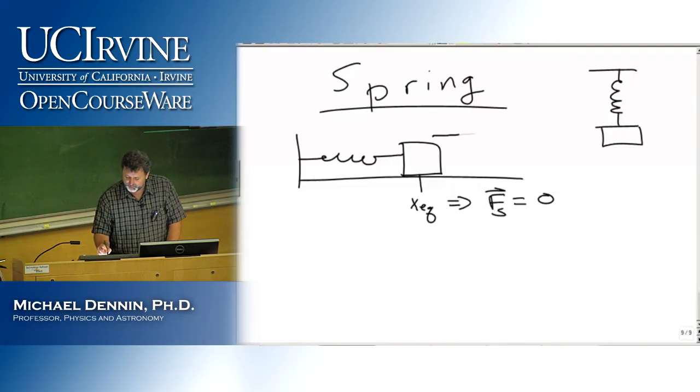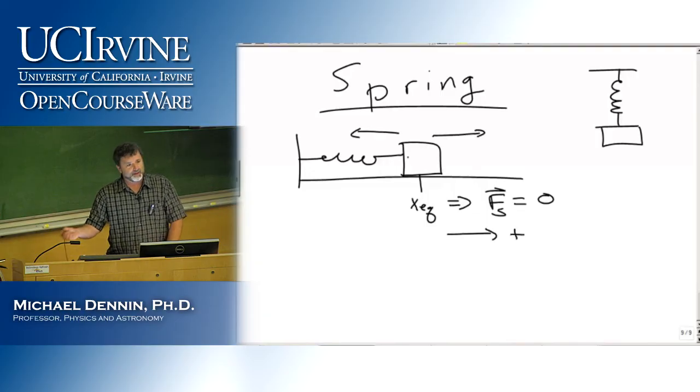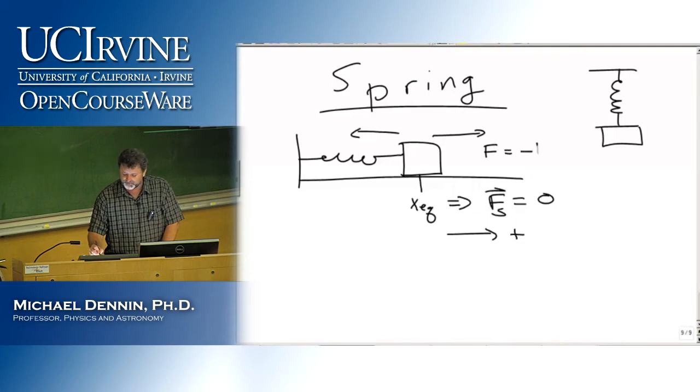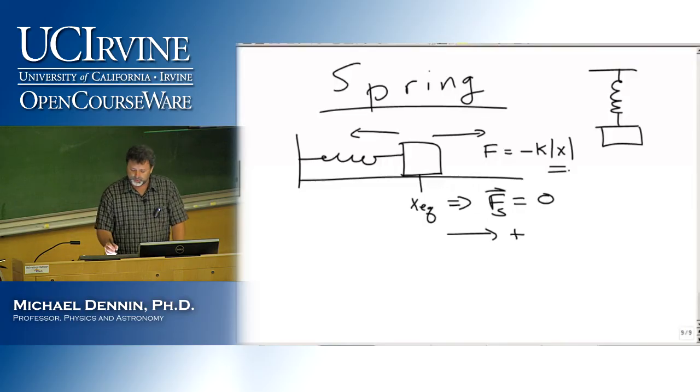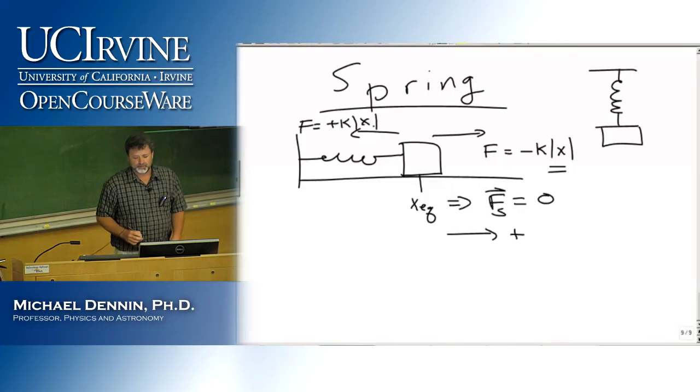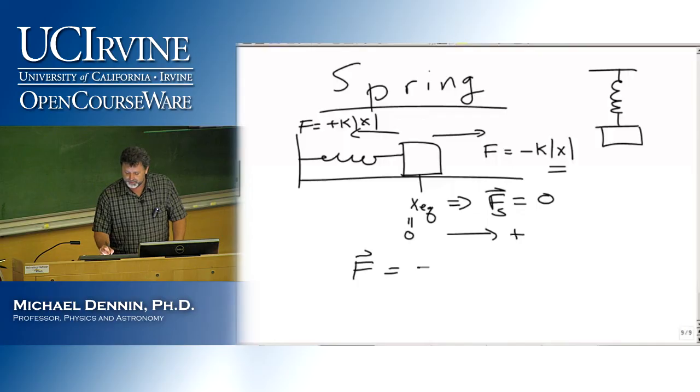And then as we move the spring, let's make this the positive x direction. If we move it in the positive x direction, the force ends up being a negative force involving the magnitude that you move it. If you move it in the negative direction, the force ends up being a positive force. Obviously, that's the opposite of the direction you've moved it. So if I make x equilibrium 0, this would tell me that the force is minus k times x.